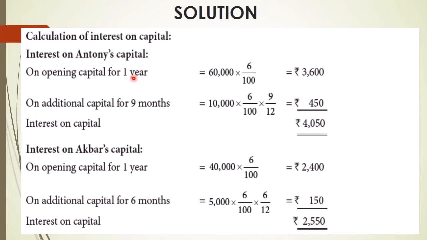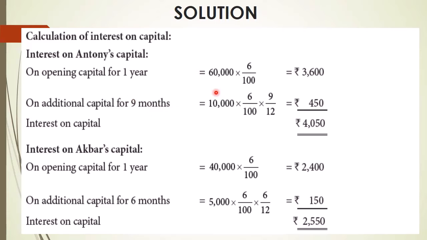As we have seen in the formula, we take 60,000, that is the amount of opening capital, into rate of interest, that is 6%, 6 by 100. This is for the whole year, so the period of interest is 1 year. So we are not putting a multiple into 1. That gives us a value of 3,600. Now let's calculate for the additional capital. The additional capital was introduced on 1st April, so it is 9 months.